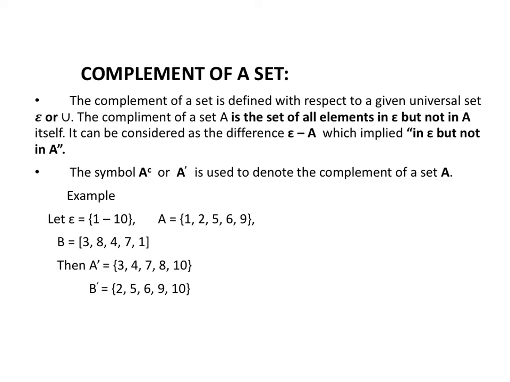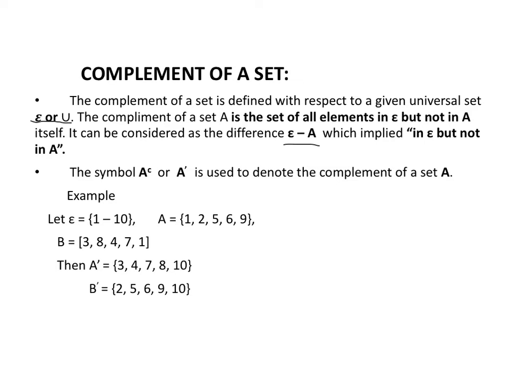We look at complements of a set. The complement of a set is defined with respect to a given universal set, E or U. This is the symbol for universal set. The complement of a set is the set of all elements in E, that is in the universal, but not in A itself. It can be considered as the difference E minus A, that is in the universal, but not in A.